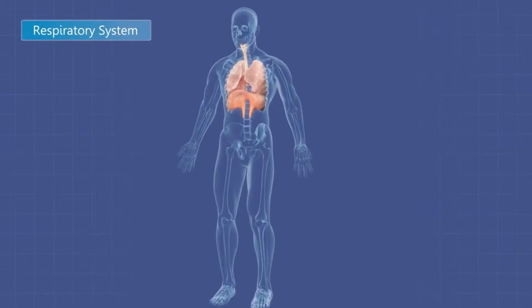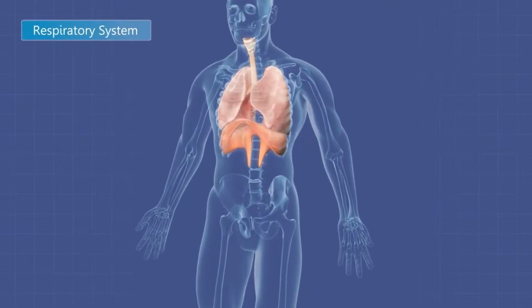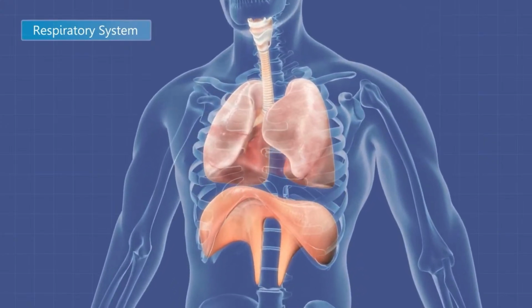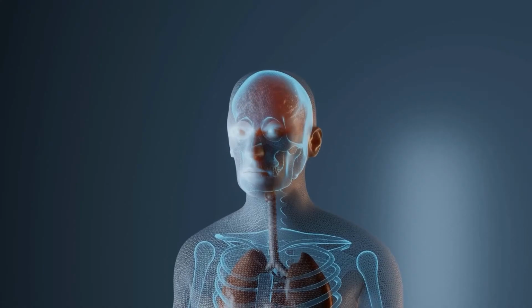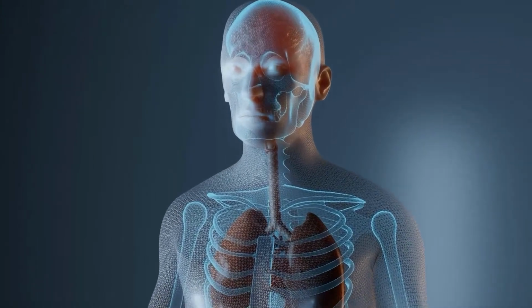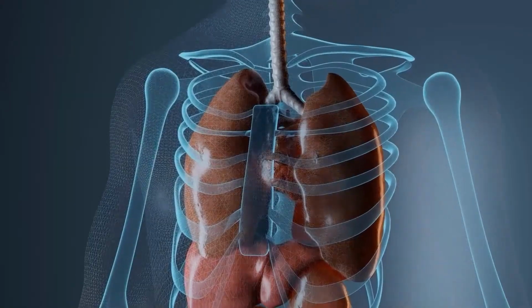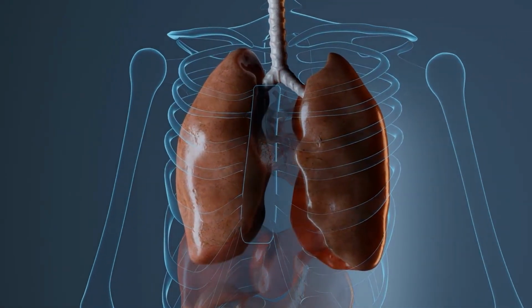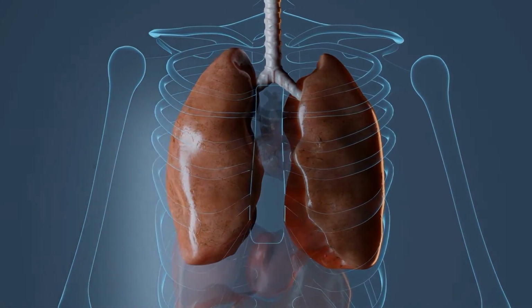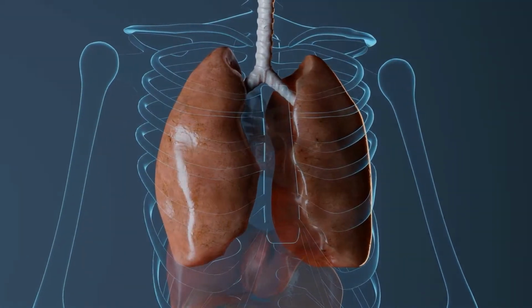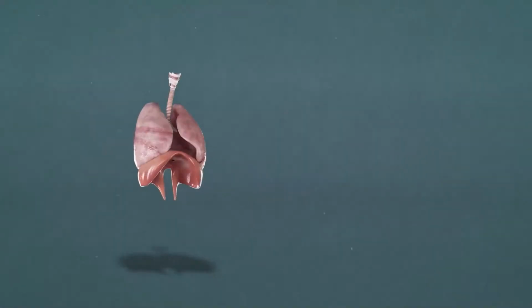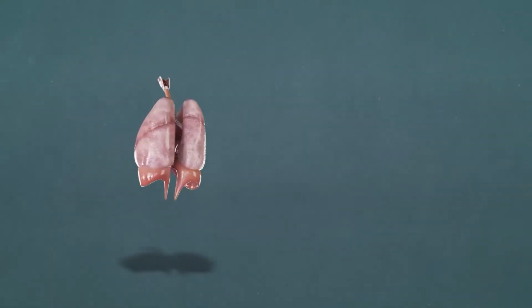In this video, we will talk about the respiratory system and its role in the human body. The respiratory system is a group of organs responsible for taking in oxygen, eliminating carbon dioxide, and maintaining proper pH balance in the body. It consists of the nasal cavities, larynx, trachea, bronchi, bronchioles, and alveoli.